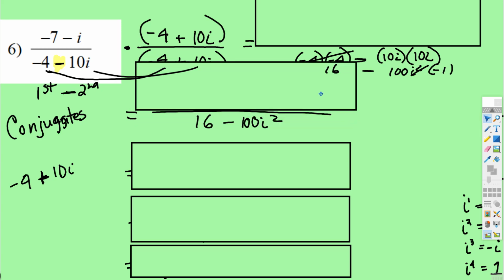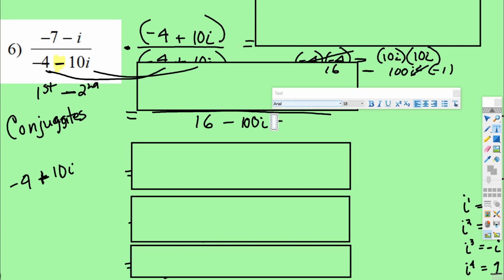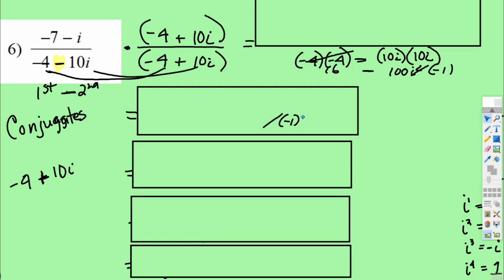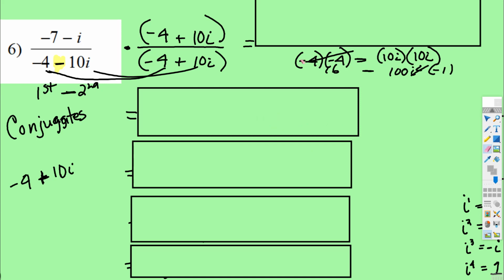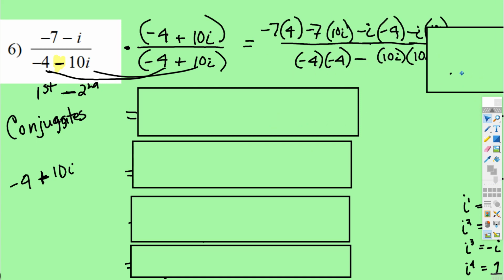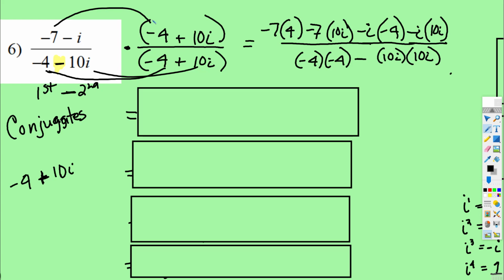So 16 plus 100 becomes 116. So let's now do the numerator. The numerator, we have a distributive. Negative 7 times negative 4. Because I left off that negative, I'm going to have to change those signs. And then negative 7 times 10i, and then negative i times negative 4, and negative i times positive 10i.